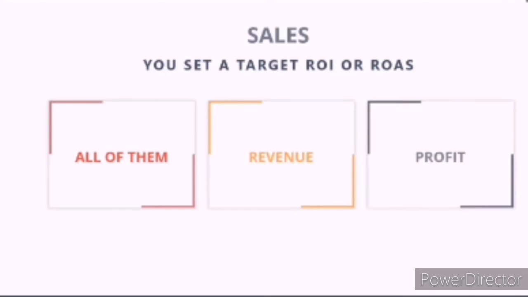Then for sales, what you can do is you can set a target return on investment or return on ad spend. And of course, all of the objectives, it would make sense here that is the end goal, sales. At the end of the day, we are driving everything towards sales, revenue, and then profit. So the difference between revenue and profit is that revenue is still containing all the different expenses, the things that should actually be deducted. Once you've done that, then you get your profit.